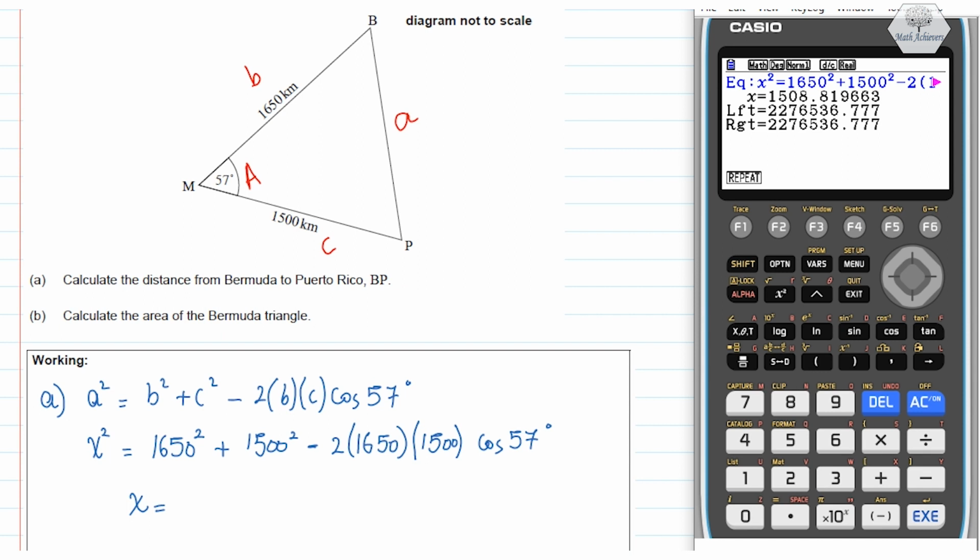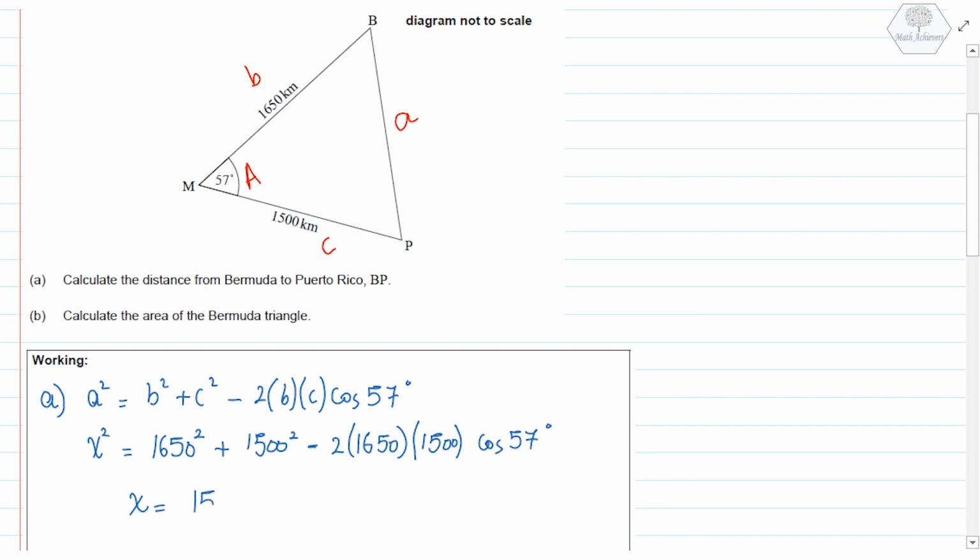I'll end up having x to be 1508.8. If I want to round to 3 significant figures, I'll end up having x to be 1510 kilometers. So x is equal to 1510 kilometers.